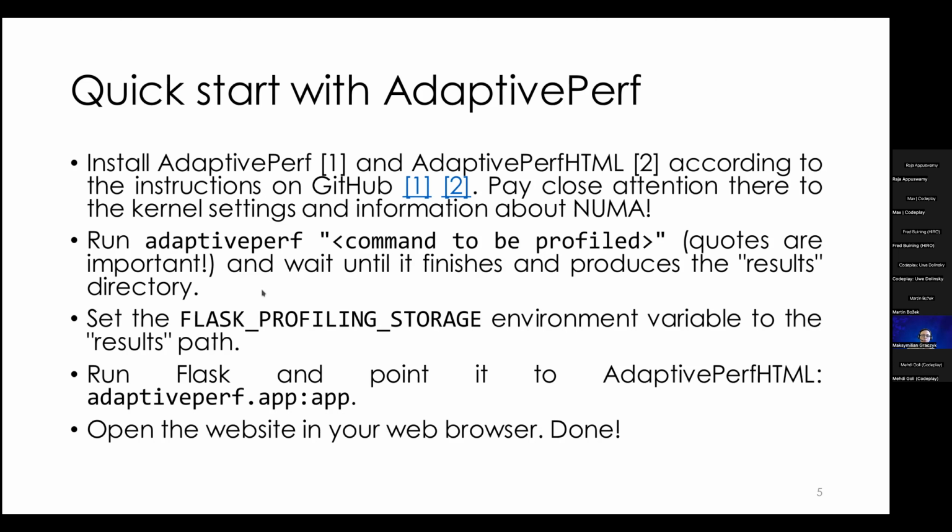And afterwards, you should go to AdaptivePerf HTML, and you can do it by firstly setting this environment variable to the path to the results directory produced by AdaptivePerf, and then you need to run Flask and point it to AdaptivePerf HTML here. And afterwards, you just need to open the website in your web browser, and you are free to browse the profiling results.